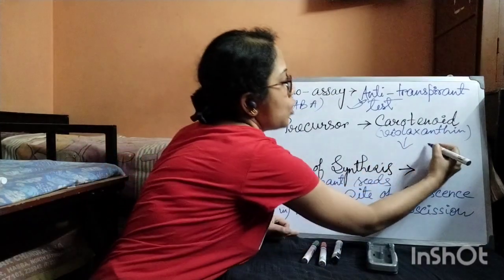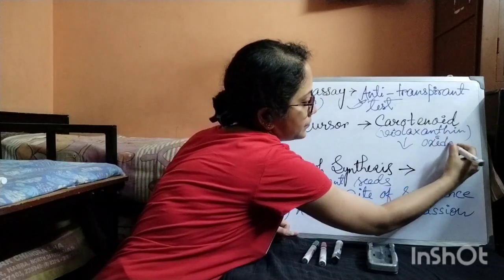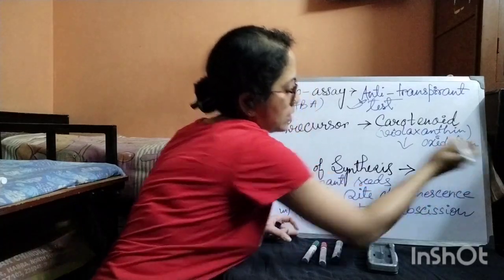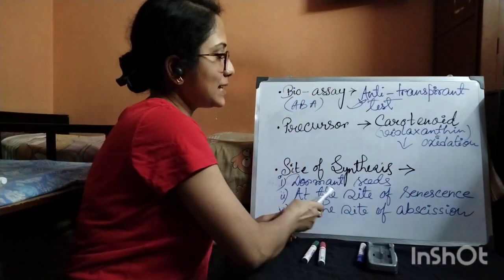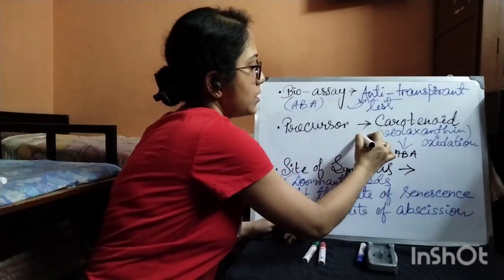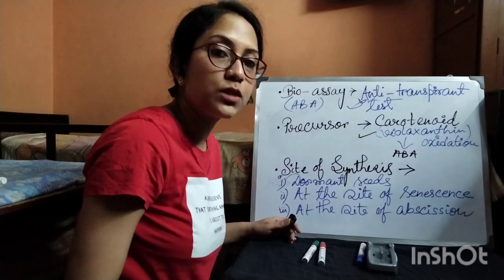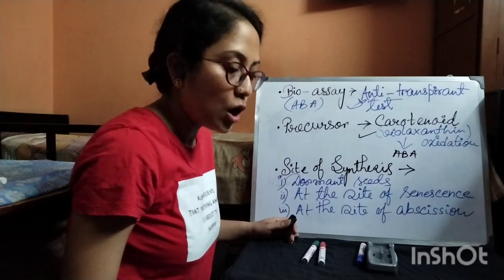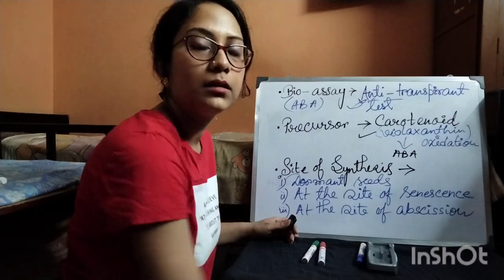After what? After oxidation, the hormone abscisic acid will be produced from which? From violaxanthin, which is one kind of carotenoid, already present inside the plant.